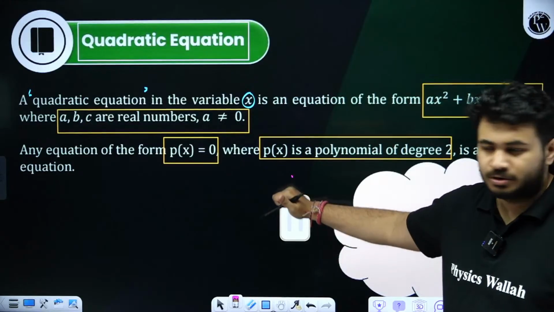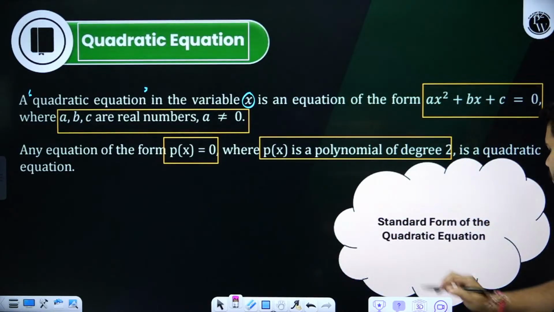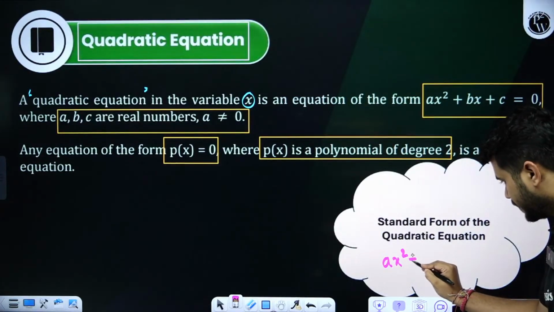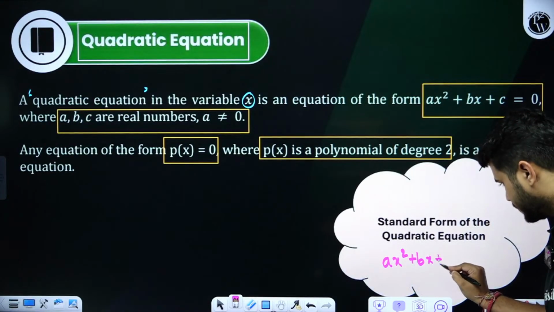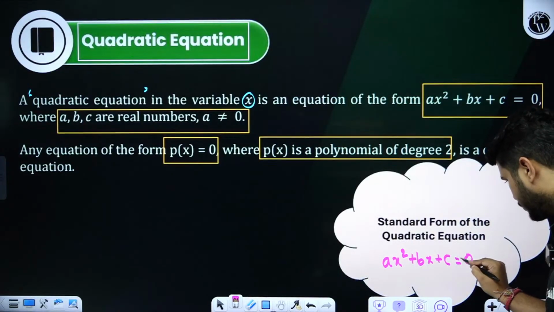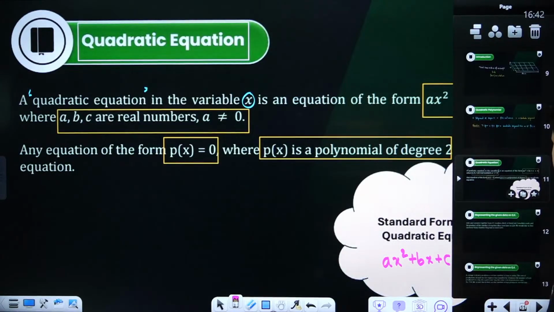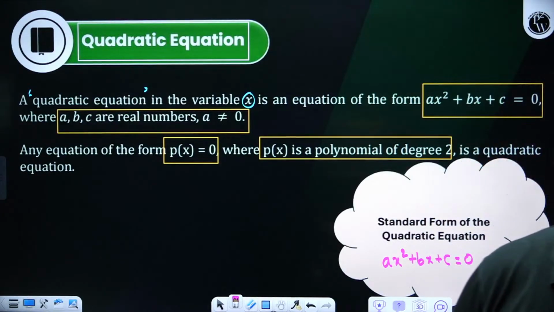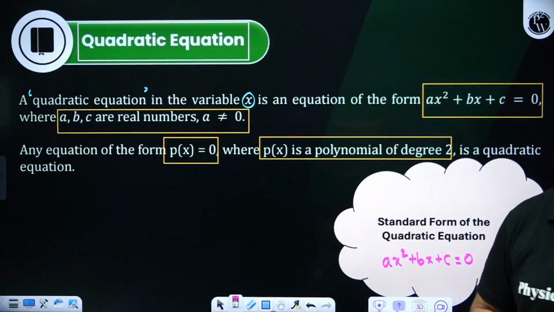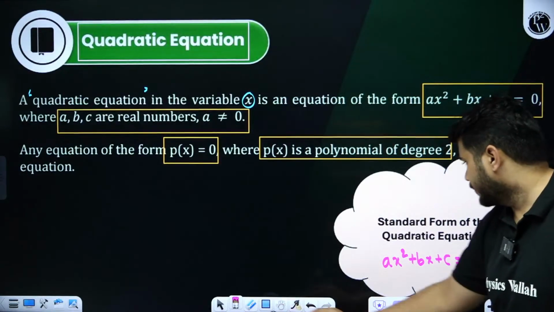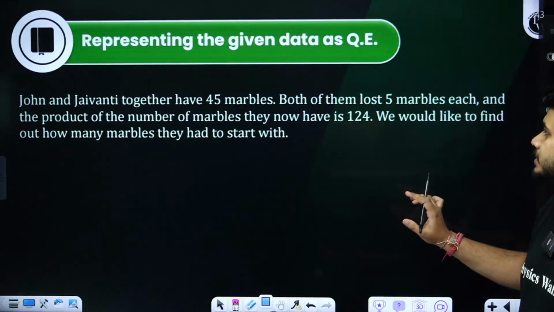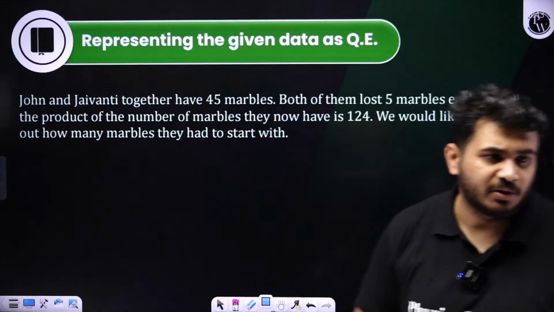Clear? Understood? So the standard form of the quadratic equation is ax square plus bx plus c is equals to 0. This is how we get it, students. Understood this? Whatever the quadratic equation is, the standard form is like this. Now after this, students, we have representing the given data as a quadratic equation.